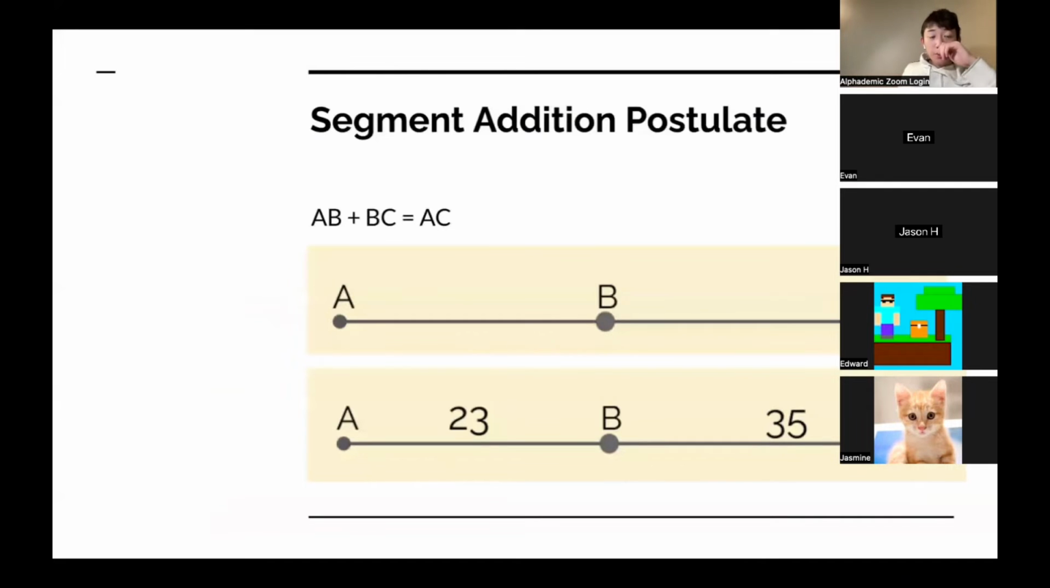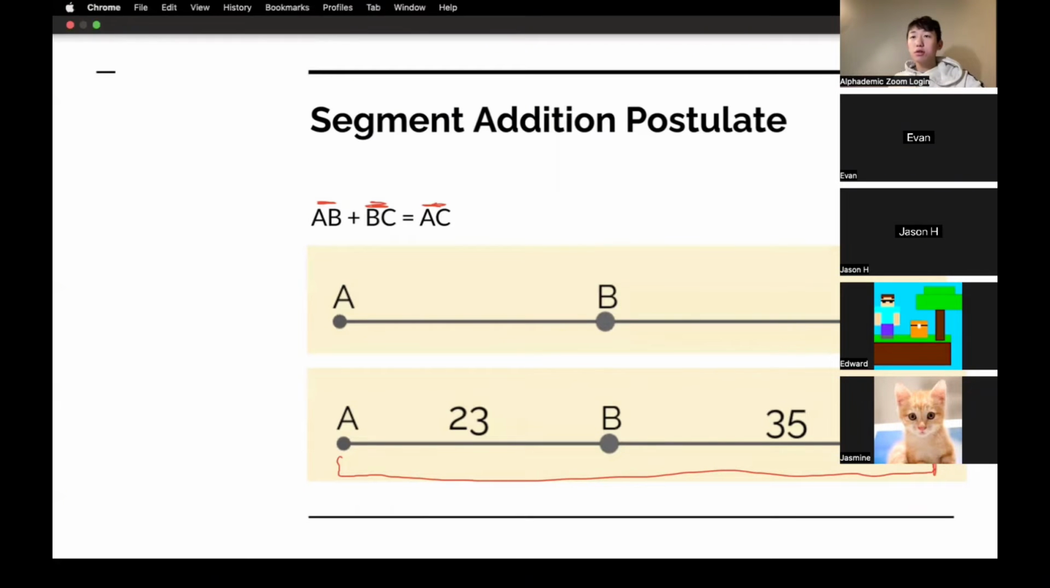Okay. Now this is where we get into the segment addition postulate. First up, I just want you guys to take a look. There should be a little line on top, but unfortunately I cannot get that to type out. But I just want you guys to take a quick minute or two to find out what segment AC, this entire segment, equals. If segment AB is equal to 23 units and segment BC is equal to 35 units, what would segment AC equal? Just type your answer in the chat box once you got it.